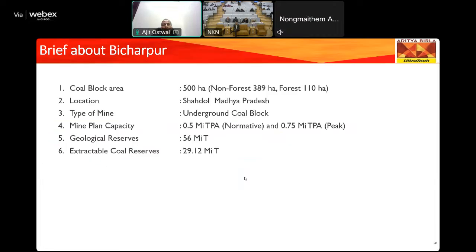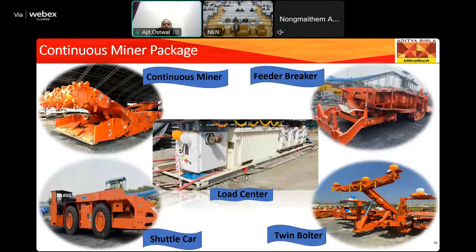Underground coal mines, we have one underground coal mine which we have developed from the greenfield and currently producing 0.75 million ton per annum. We have deployed the latest technology of cutting. We are not doing any drilling and blasting.